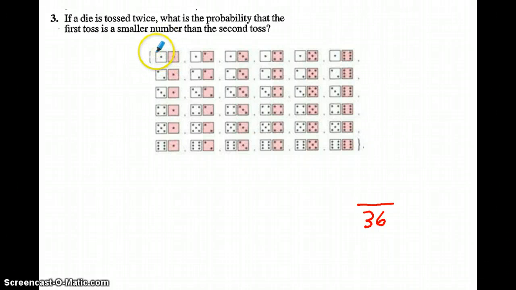Well, that does not count doubles. The first toss and the second toss are the same. I need the first one to be smaller. Here's where they're equal. If you look carefully, then it's the ones on the upper part of this. So all of these in this sort of triangle. These are going to be the ones where the first one is smaller than the second one. If you look carefully, that's what that is.